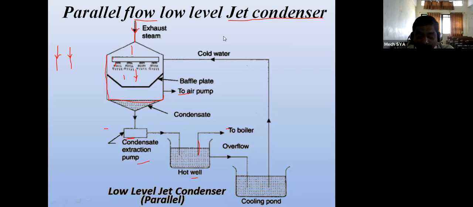So parallel flow means the exhaust steam and cooling water both are flowing in the same direction. That type of condenser is called a parallel flow low level jet condenser.